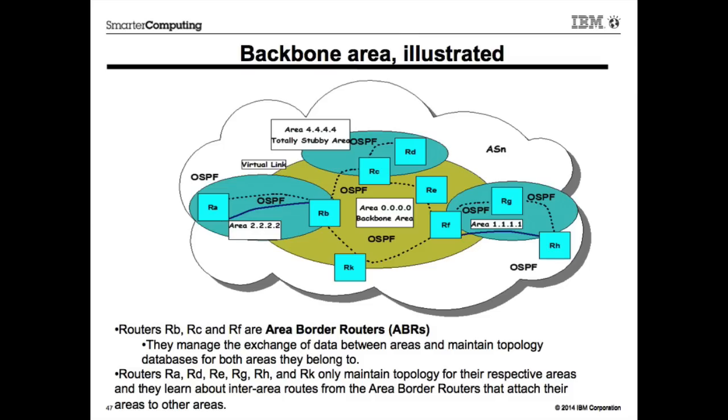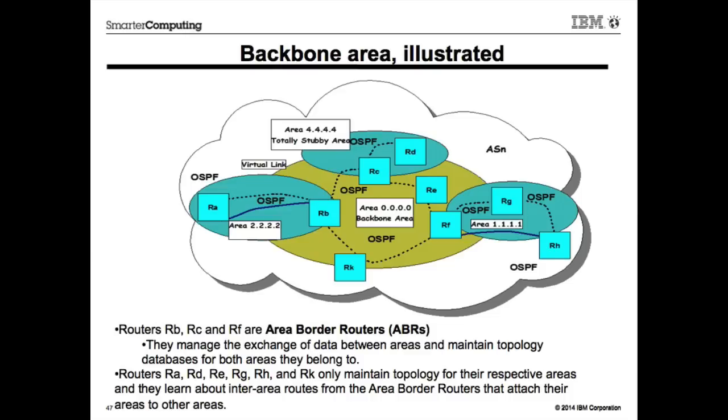So slide 47 is an illustration of an area topology. I have the backbone area, area 0.0.0.0 in the middle, and I have three areas around it, area 2.2.2.2, area 4.4.4.4, and area 1.1.1.1. This is how you lay out an OSPF network. You have the backbone, you have all the areas connected to the backbone. To route between areas, you have to route through the backbone. So to route from router A to router D, you have to go through router B into the backbone, router C, into router D. Now the routers that connect multiple areas are called area border routers.